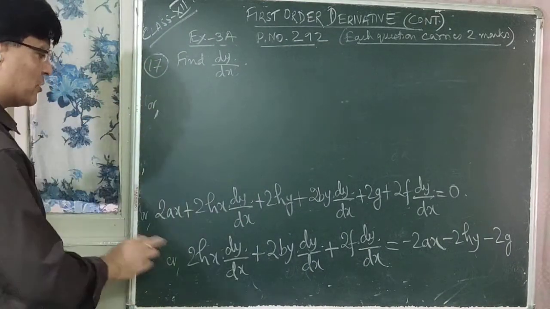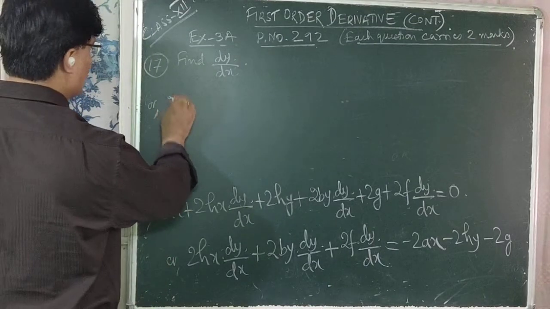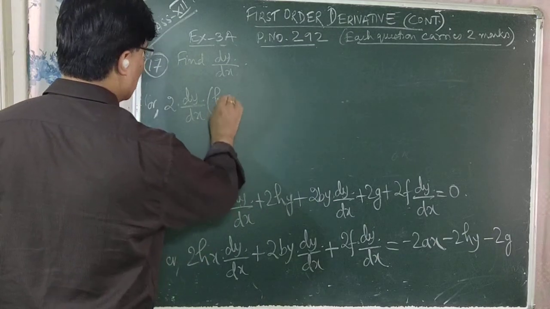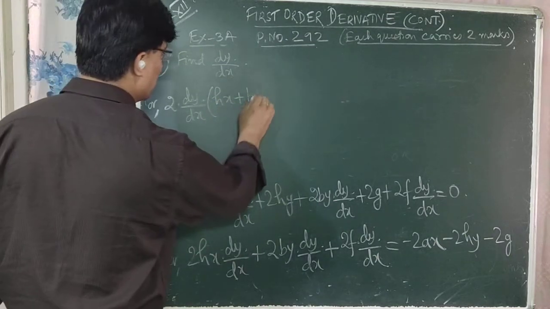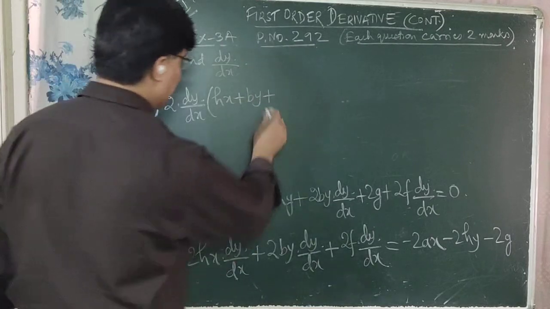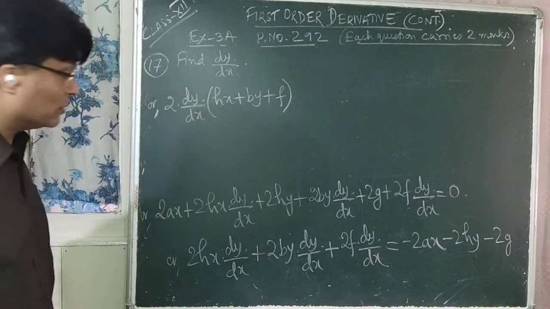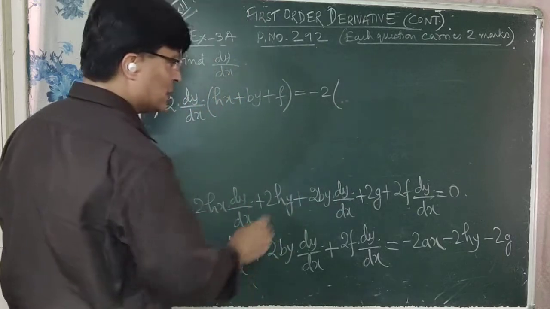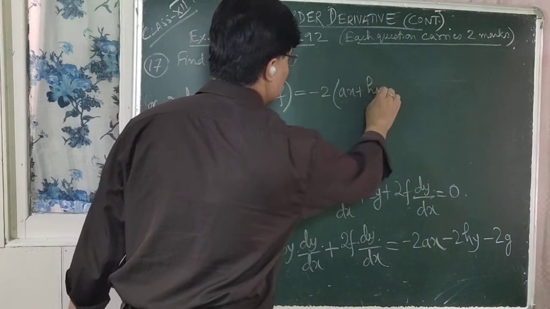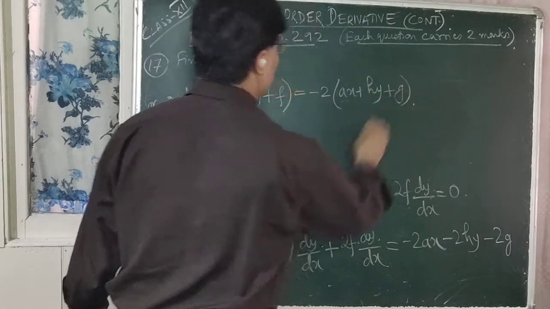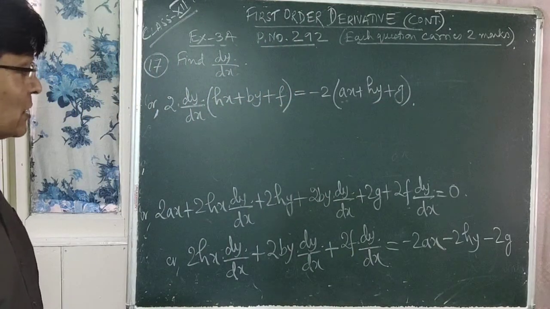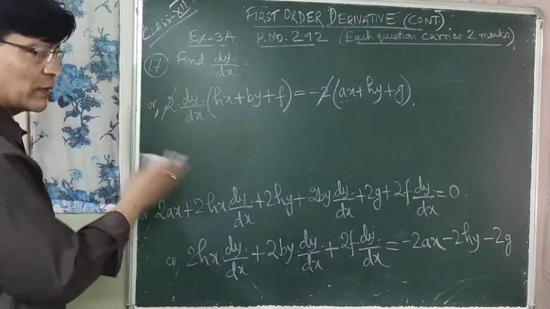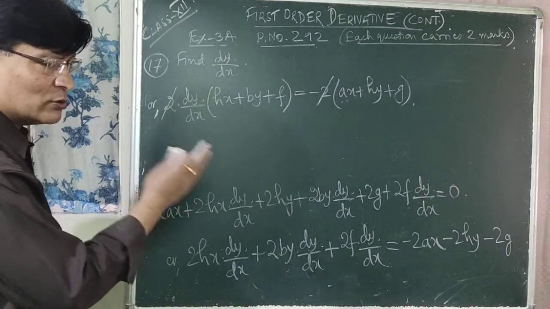So next. What is common on the left hand side? You can take common here. 2 dy by dx is common. So here 2 dy by dx is taken common. So within bracket, what do we get? hx plus by plus f, because 2 into dy by dx is taken common, is equal to, on the right hand side, what is common there? Minus 2 within bracket ax plus hy plus g. Here minus 2 is taken common out here, isn't it? ax plus hy plus g, bracket is closed. So from here these two get cancelled. Common term can be cancelled, 2 ones are 2, 2 ones are 2, right?